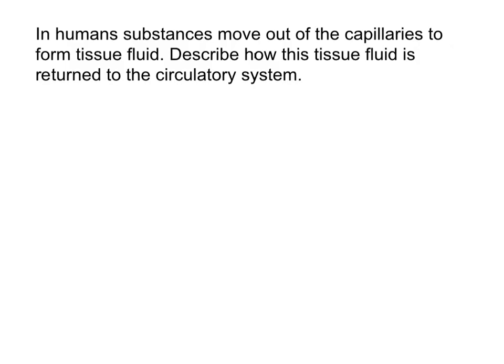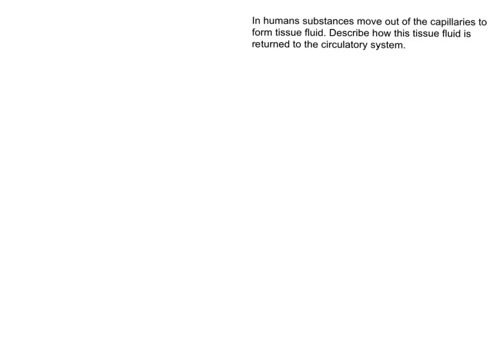The question today, in humans, substances move out of the capillaries to form tissue fluid. Describe how this tissue fluid is returned to the circulatory system. This question is worth 3 marks, therefore the examiner is looking for 3 points. The examiner remarks says, candidates obtaining a single mark often did so by referring to the role of the lymphatic system in returning tissue fluid to the circulatory system.